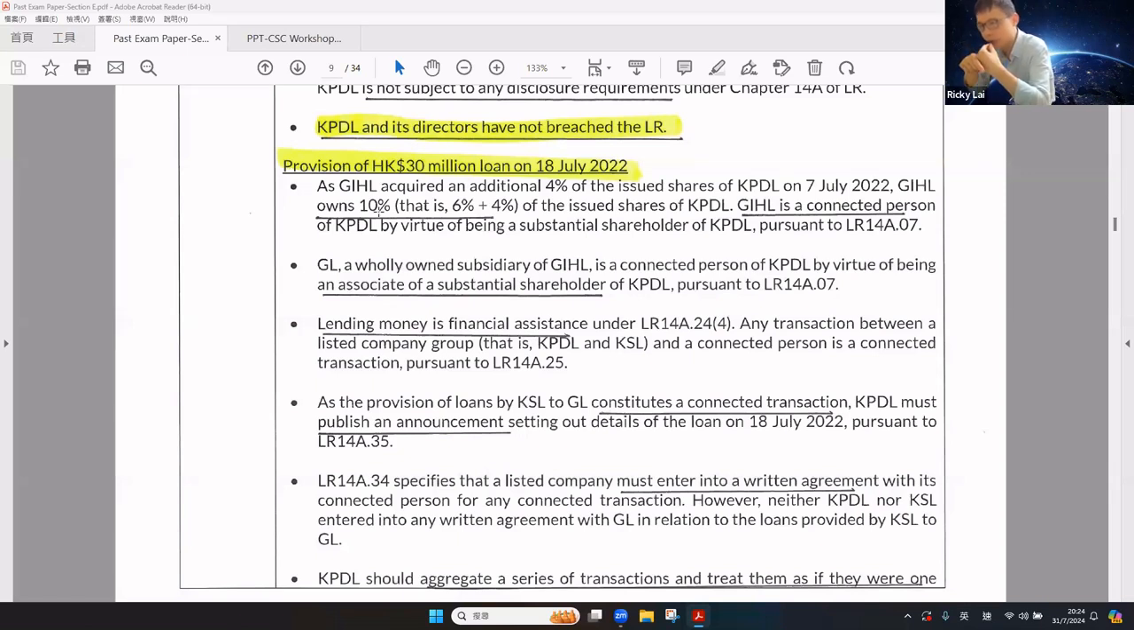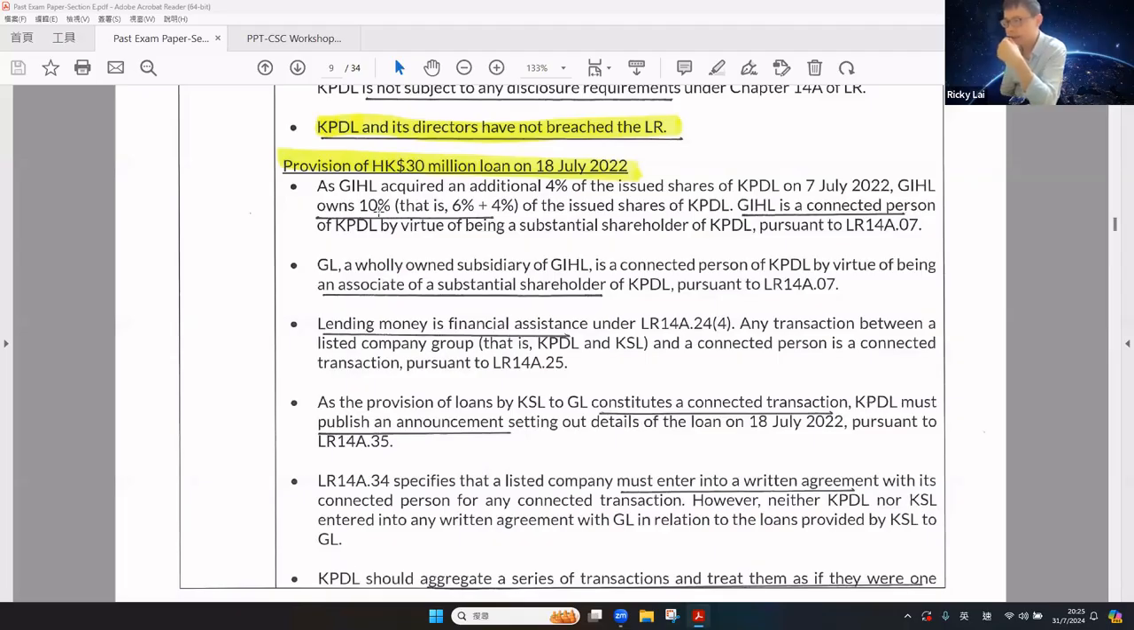And what is the type of transaction for CT? Money lending is financial assistance. Okay, that is the provision of financial assistance. Any transaction between a listed company group, that is the listed company and KSL, the subsidiary, and a connected person is a connected transaction. As the provision of the loan by KSL to GL constitutes a connected transaction, the listed company must publish the announcement setting out the details of the loan on July 18.